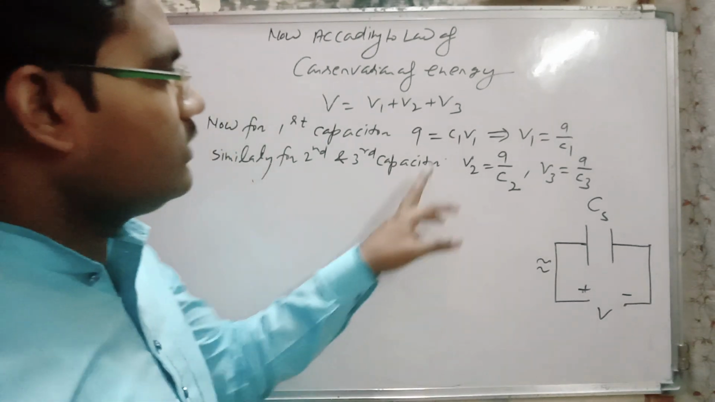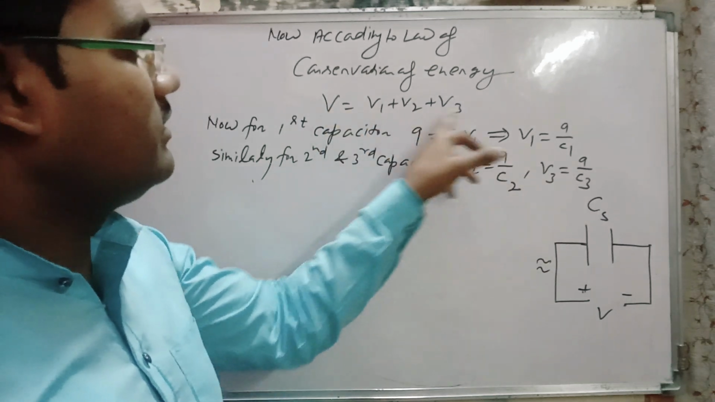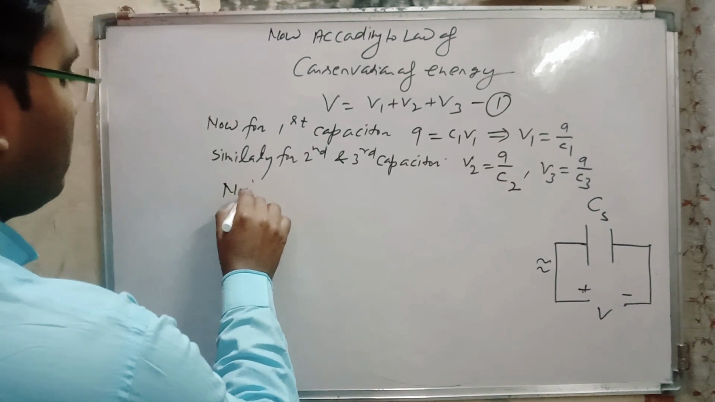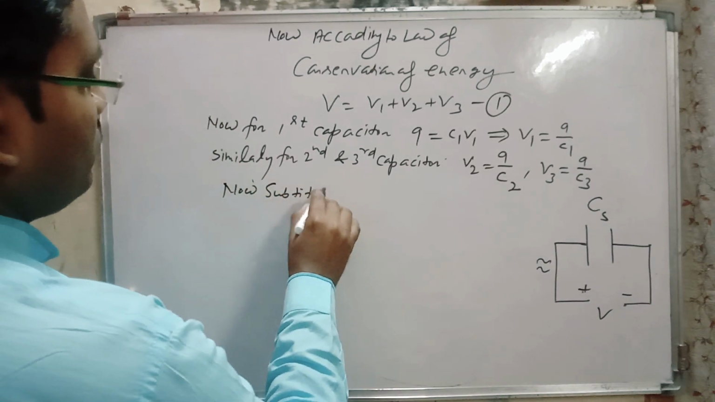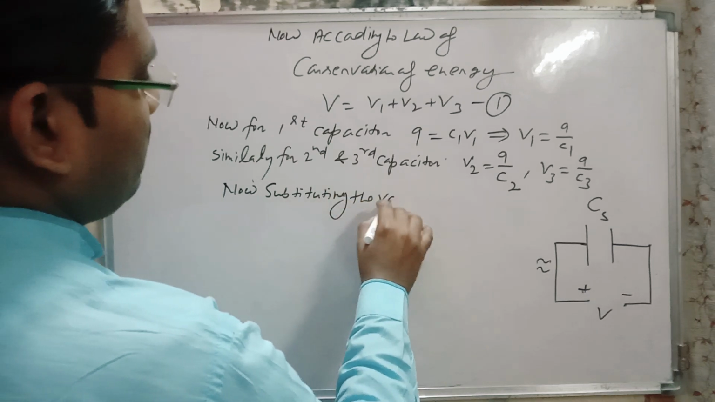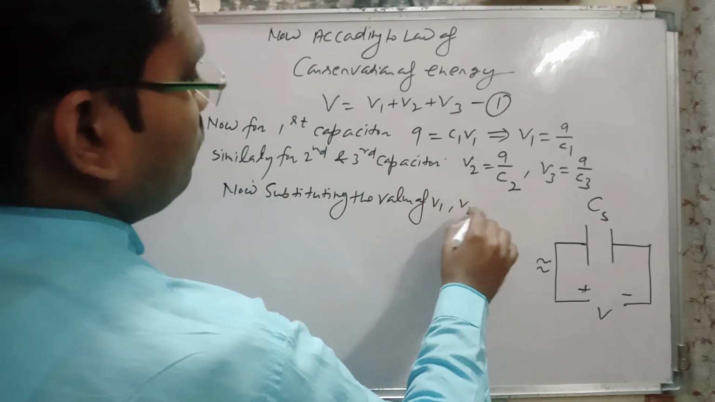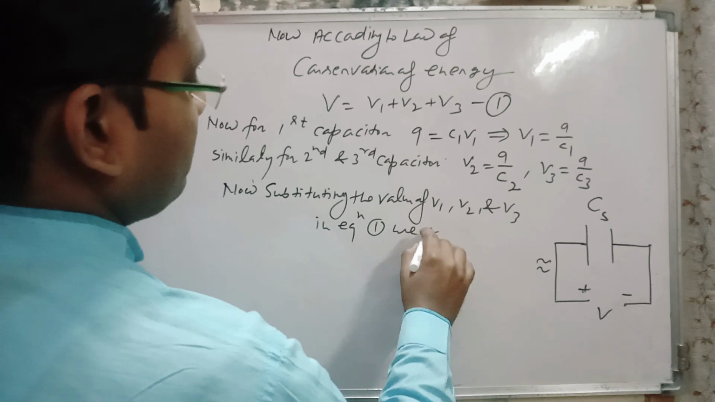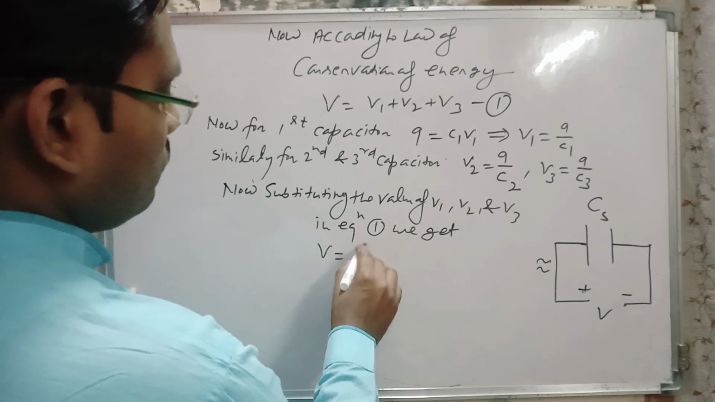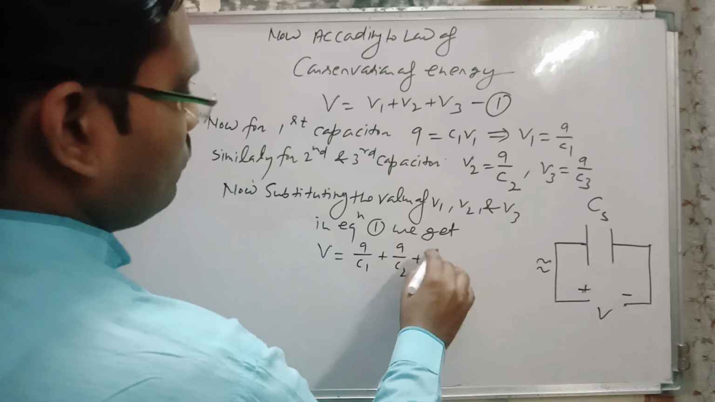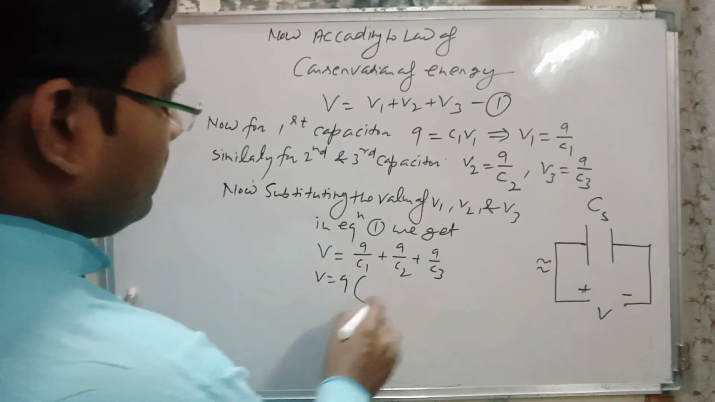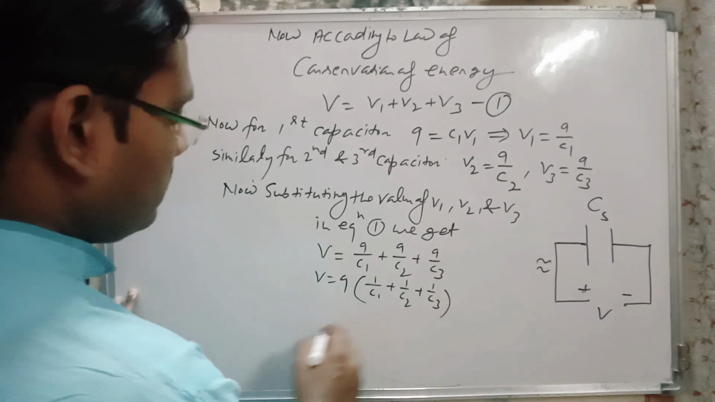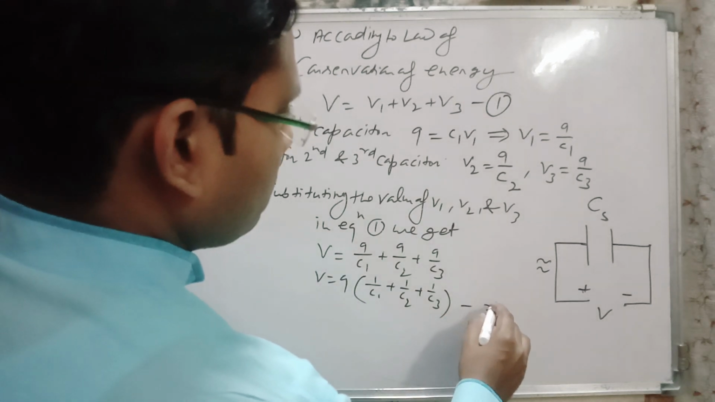Now substituting the values of V1, V2, V3 in this expression, we get the result. This one is equation number 1. Now substituting the values of V1, V2 and V3 in equation 1, we get V is equal to Q divided by C1, Q divided by C2, Q divided by C3. Now we take Q as common, then 1 upon C1 plus 1 upon C2 plus 1 upon C3. This is equation number 2.